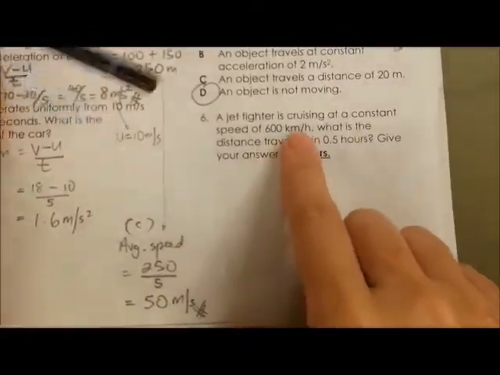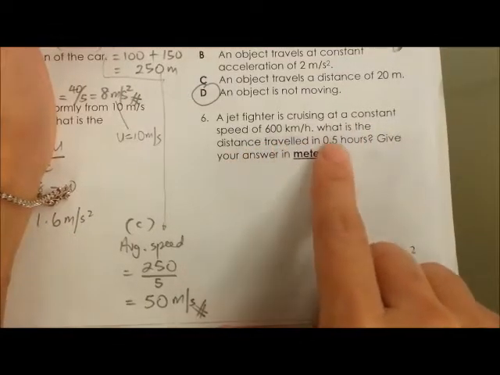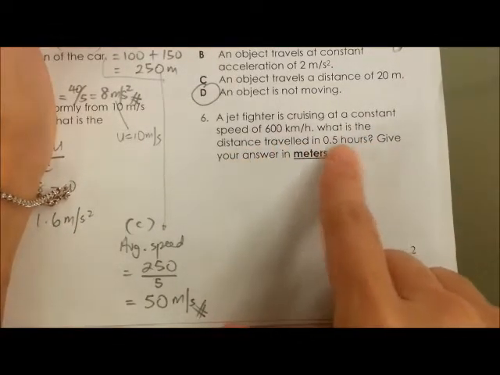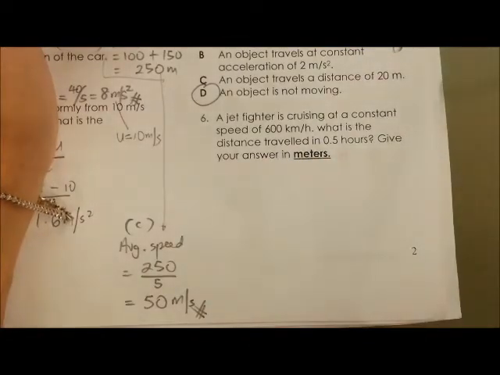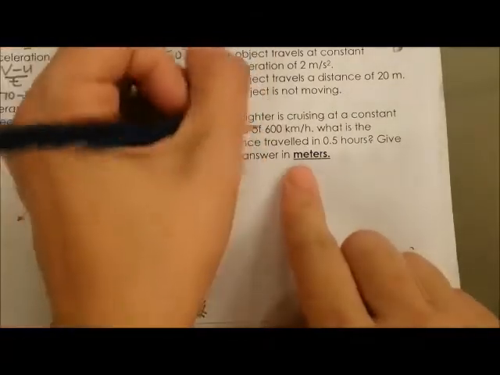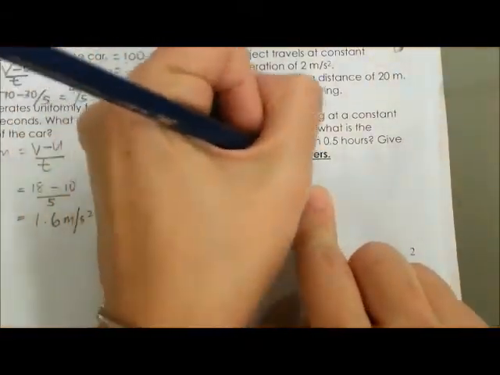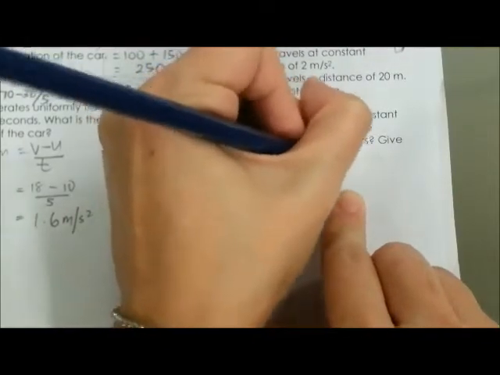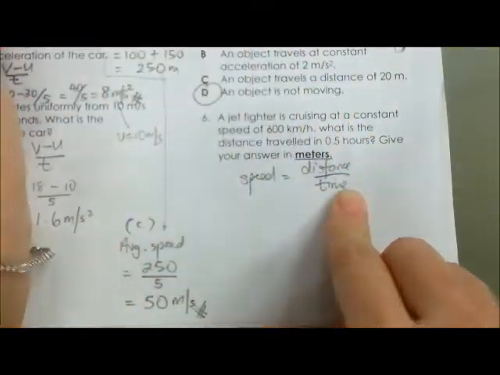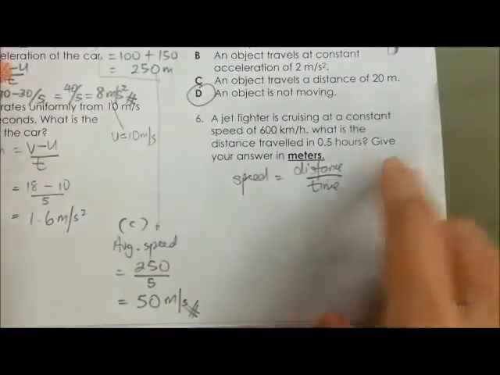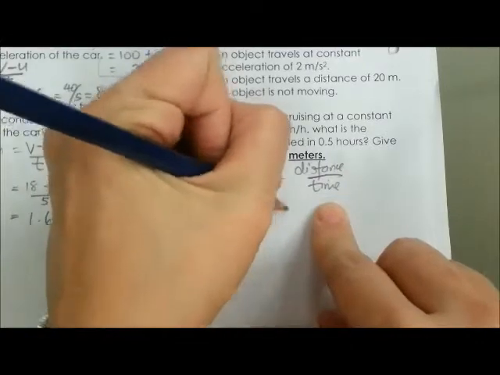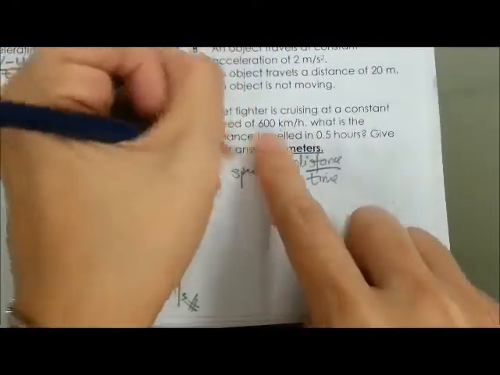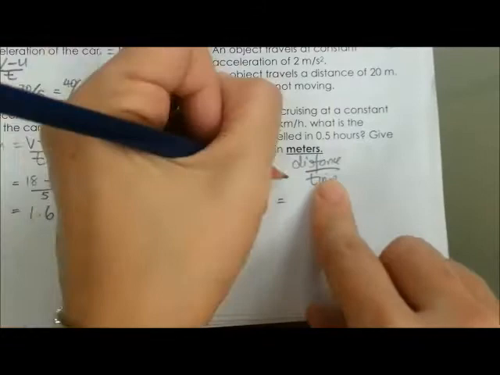A jet fighter is cruising at a constant speed of 600 km per hour. What is the distance traveled in 0.5 hours? Give your answer in meters. Speed equals distance over time. Now, take a look at this carefully. This is in kilometers per hour, this is in hours. So we can use the formula without changing the units first. Speed is 600, distance over 0.5.